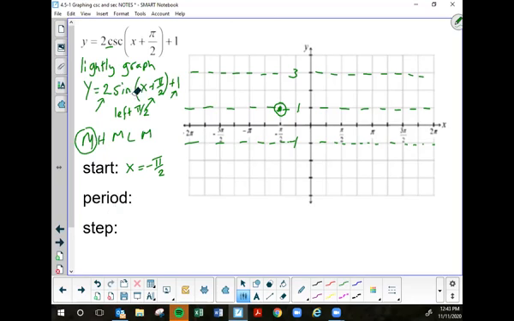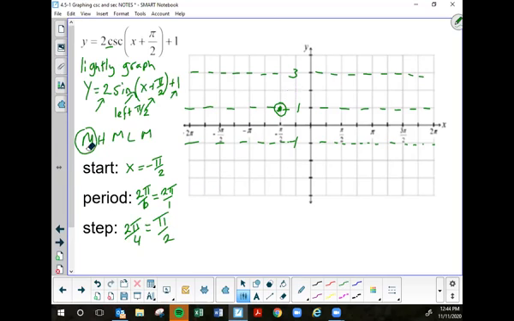The period, has it been compressed? No. Our value of b is 1. There's a 1 in there. We're multiplying by 1. So your period, remember, is always 2π divided by b. So it's 2π divided by 1, which is just 2π, but that's not what we graph. We graph the step. We get that and we cut that into 4 pieces, 4 steps. So each step is going to be π/2.